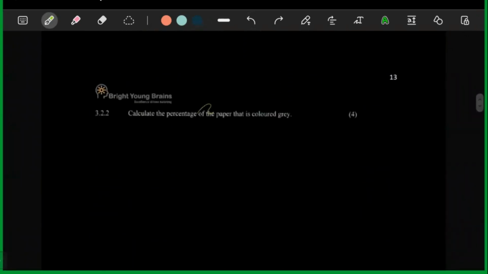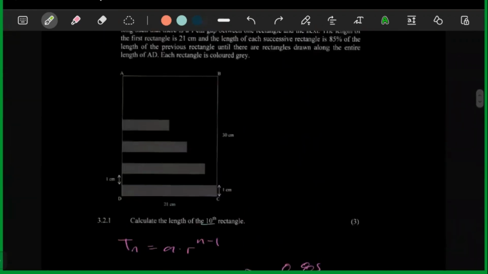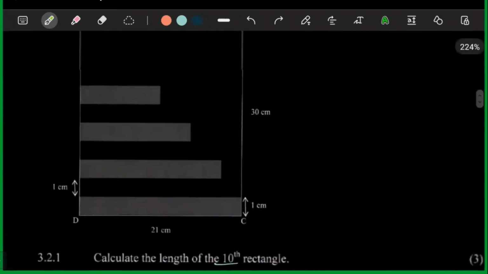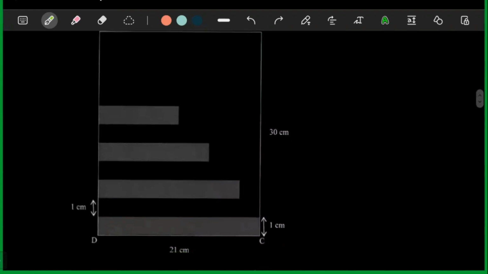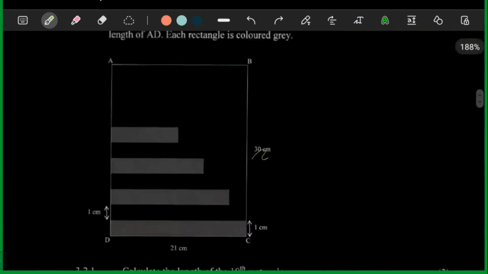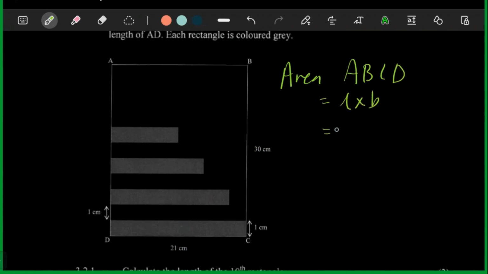3.2.2 says calculate the percentage of the paper that is colored gray. If you're gonna work out the percentage of the paper that is colored gray, you need to first work out the area of the whole thing, which is just gonna be 21 times 30, because the area of ABCD is just equal to length times breadth, which is equal to 21 times 30. So this is your area of the entire shape. The area of the entire shape is just 630.